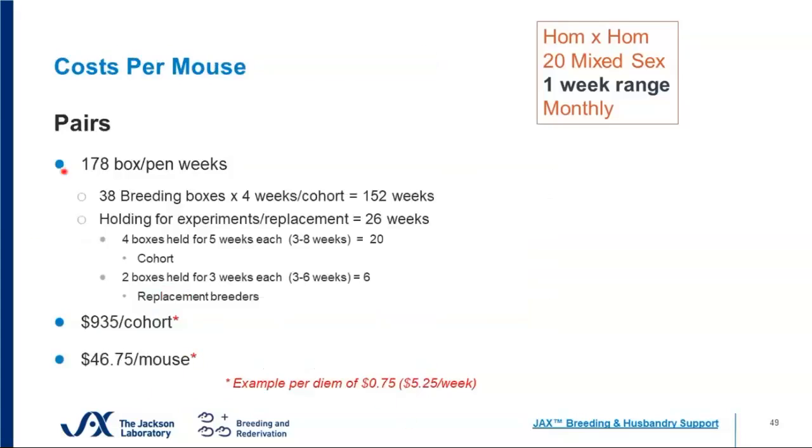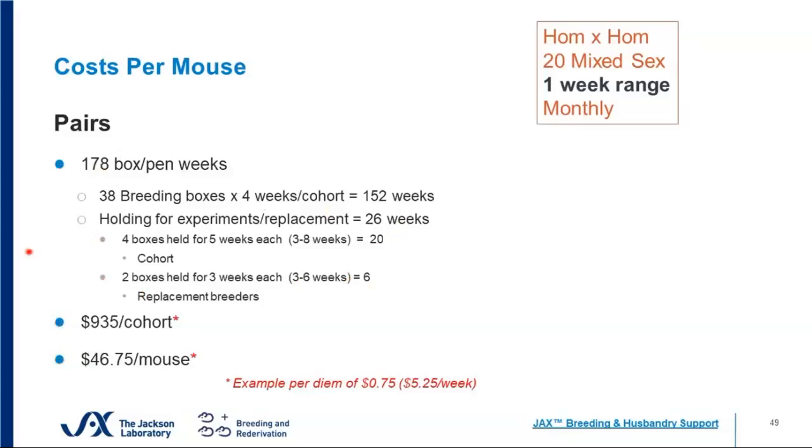If we breed in pairs, that's 178 box or pen weeks, so 38 breeding boxes, 4 weeks per cohort, 152 weeks. And then the holding for the experiments and replacement, we're going to hold 4 boxes for 5 weeks. That's 20 boxes, that's our cohort. And then 2 boxes we hold for 3 weeks. That's the replacement breeders, so a total of 26. So that's 178 total, 935 for that cohort, or 46.75 per mouse.